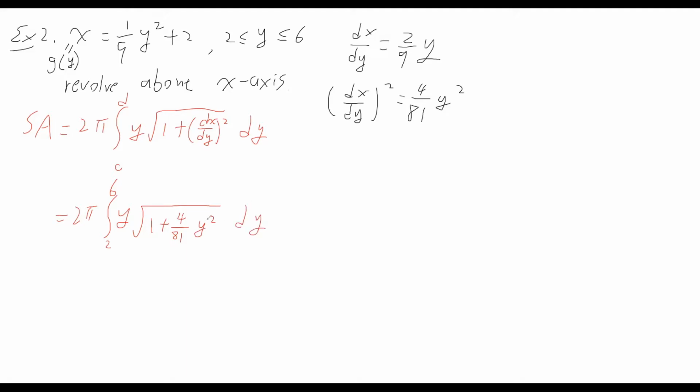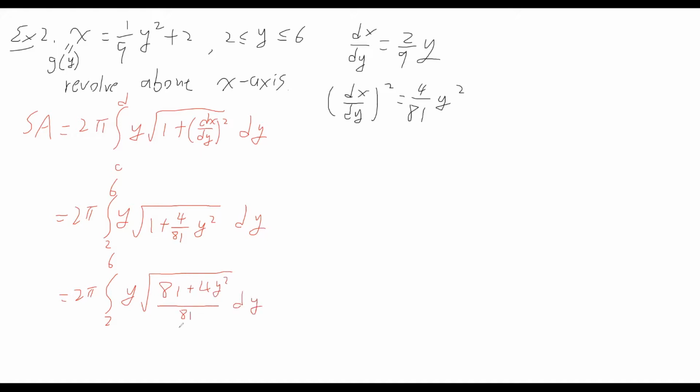Okay, so this looks nice, right? We can use the same idea, work with u substitution, right? But actually, before u substitution, I want to clean this up a little bit, make it look a little nicer, right? So I'm gonna combine the inside of the radical into a common denominator, so that'll be 81 plus 4y squared all over 81 dy.